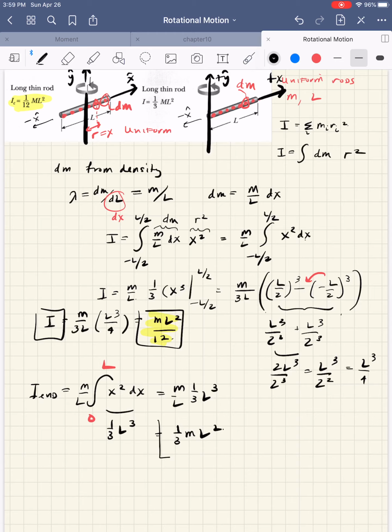And here's the moment of inertia of the rod on its end. So this is through its middle or its center of mass location. Right, that was the middle. And here, this is its end. Thin rod, axis of rotation on its end, versus thin rod, axis of rotation through its center of mass or through its middle. All right, so we've integrated. Pretty nice. Let's do another one.